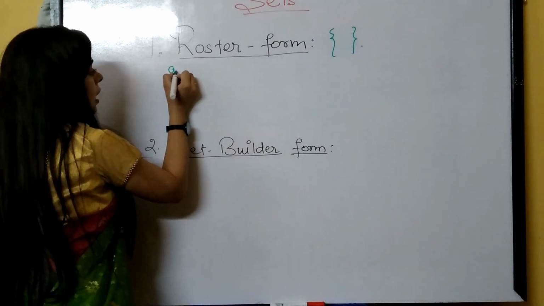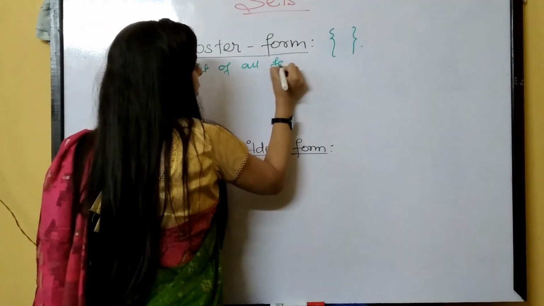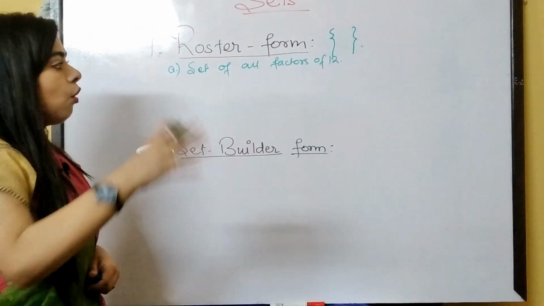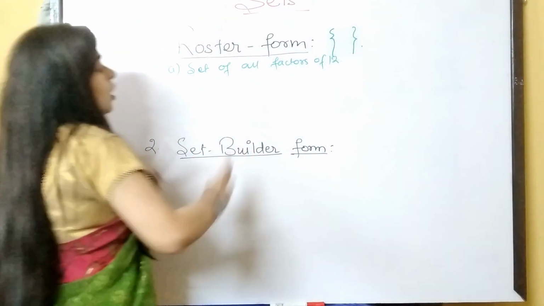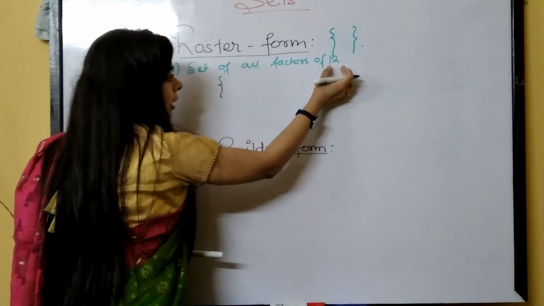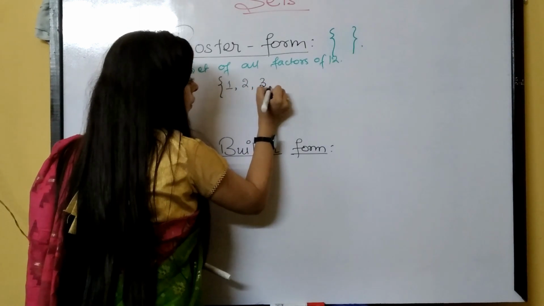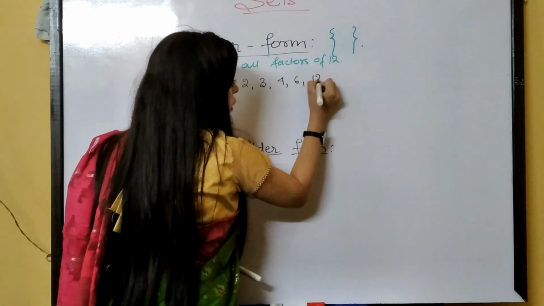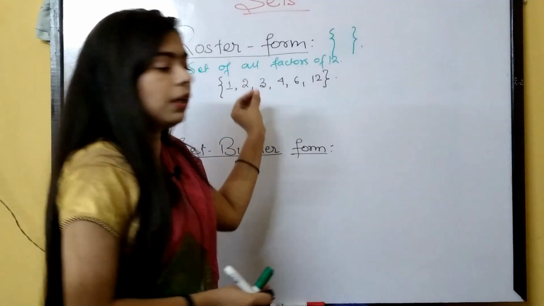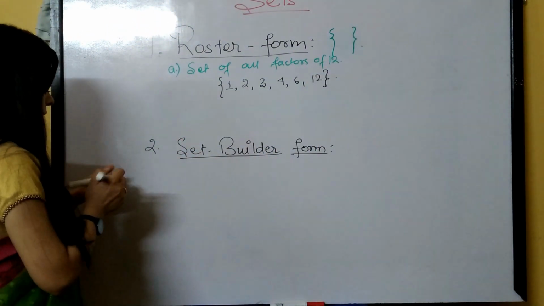Let's take examples of this. If I ask you to write the set of all the factors of 12, so how will you answer this? You will put curly braces. Within these curly braces, you will write all the factors. 1 is a factor of 12. You will put a comma. Then 2 is also a factor. Again comma. 3, 4, 6 and 12. So these are the factors of 12 which we are representing in this set, and we put commas between each element. Let's take another example.